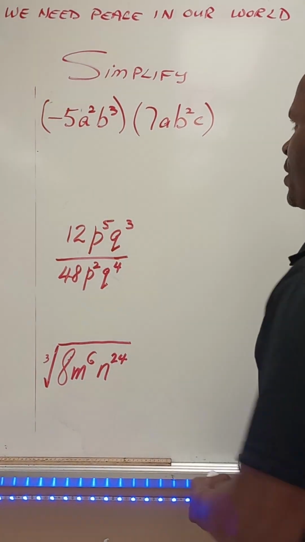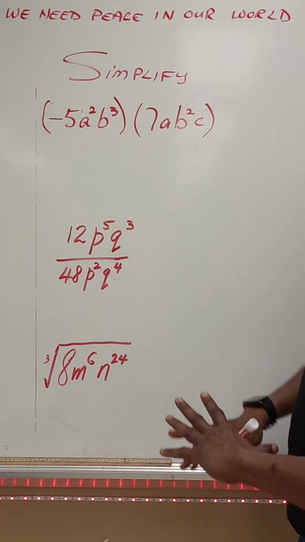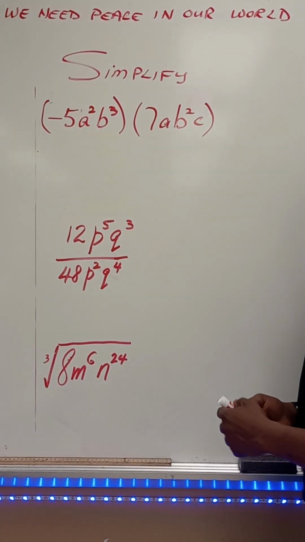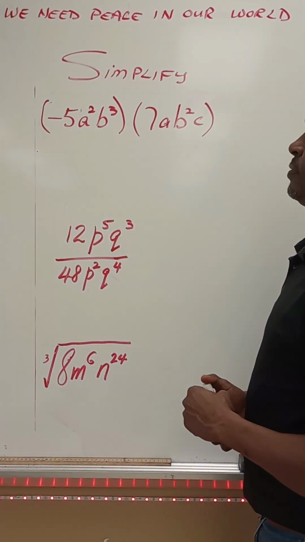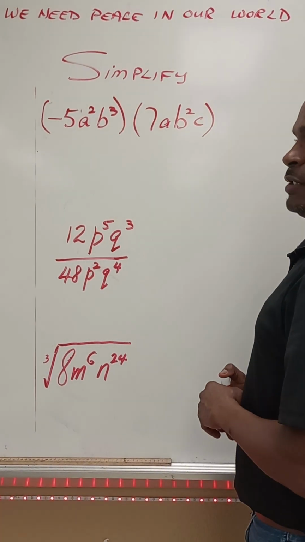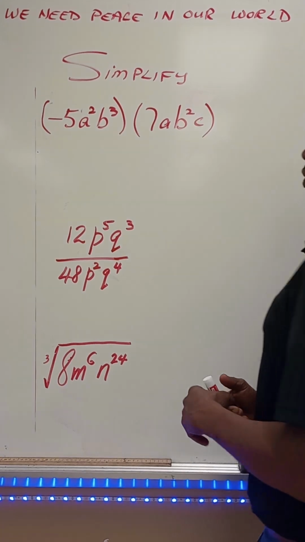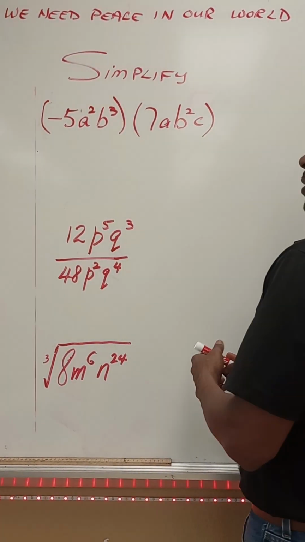Simplifying some algebraic expressions. If you look carefully, we're going to go through them one by one. So for example, we have negative 5a squared b cubed times 7ab squared c. If you look carefully, we're going to multiply the coefficients first.